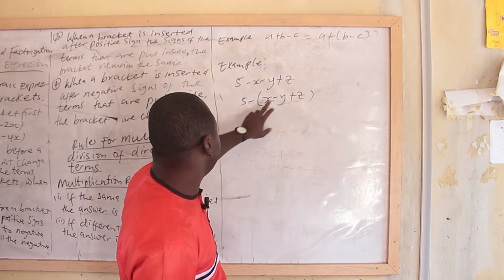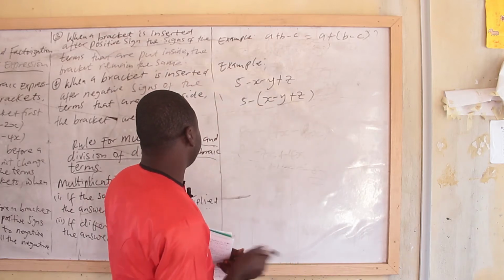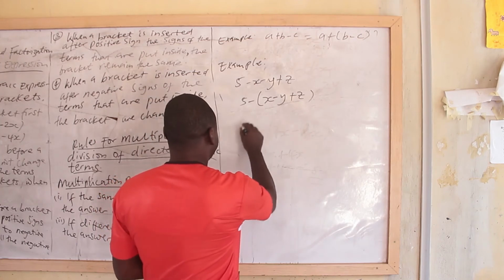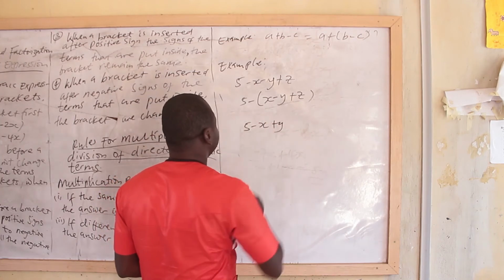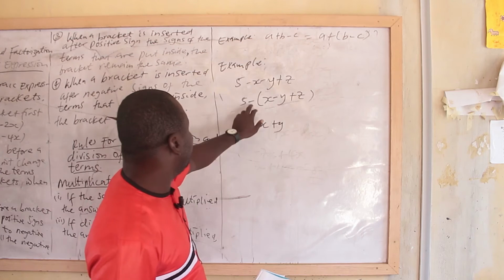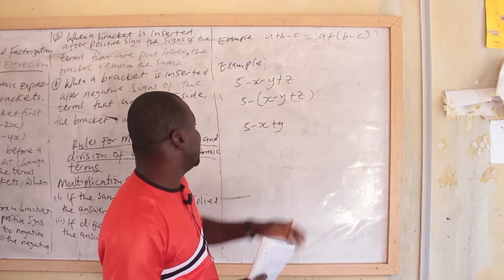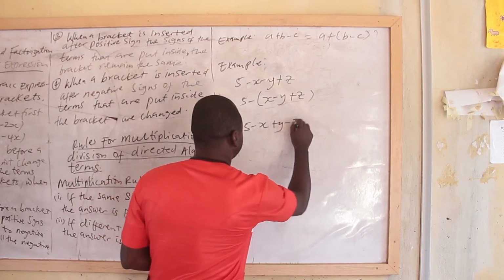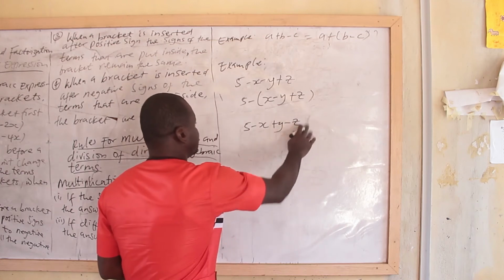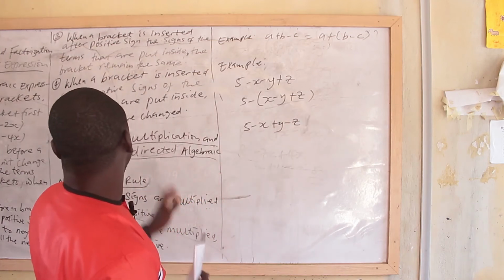Then minus multiplied by minus y, we are going to have what? 5 minus x plus y. Then minus multiplied by plus z, we are going to have what? Minus z. So that is what we mean in rule 4.